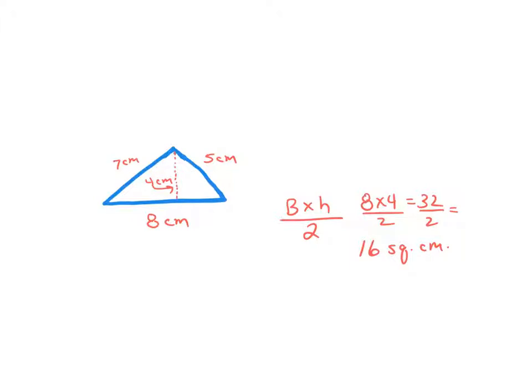Once again, let's just review perimeter. Remember, perimeter means the distance all the way around. So in order to find the perimeter, I would just be adding up the 7, the 5, and the 8. 7 plus 5 plus 8 gives me 20. So the perimeter of this would be 20 centimeters.